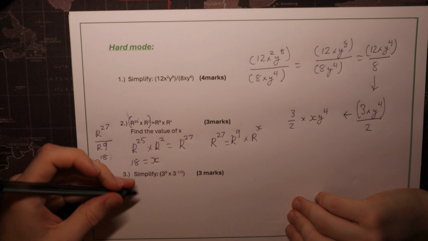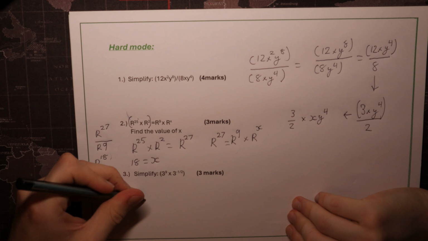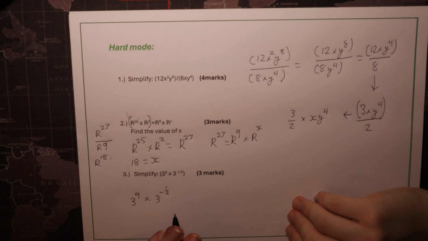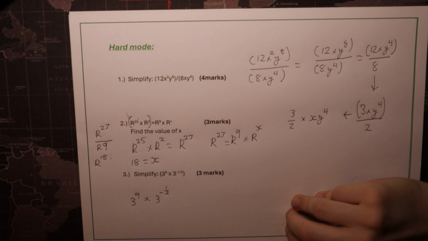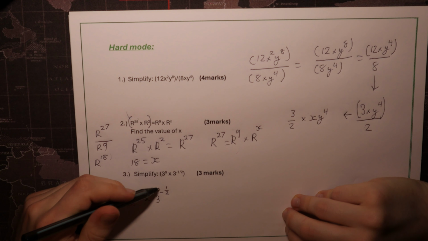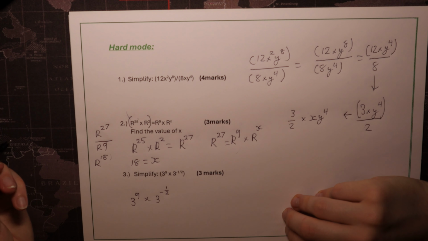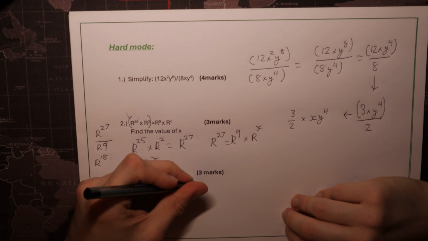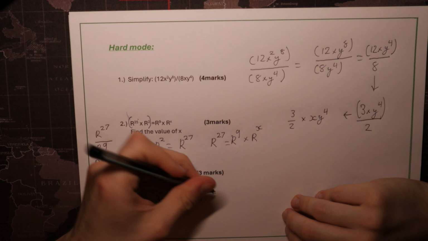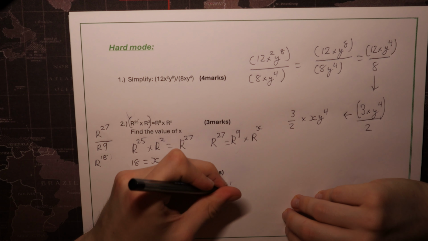Now let's get on to question 3, shall we? So here we've got 3 to the power of 9 times by 3 to the power of minus 1/2. I've written it in this format because we know we need to add these two powers because we're timesing and we know index laws. We can do it like fractions, can't we? So we can convert 9 to 9 over 1, and then we can add it to negative 1/2.